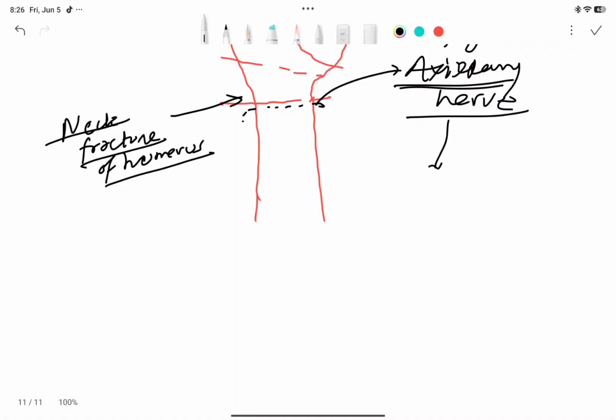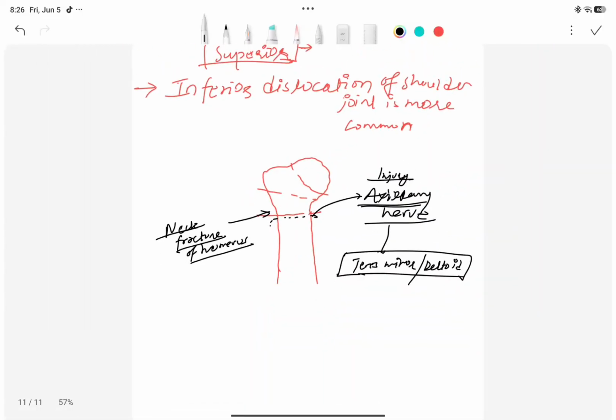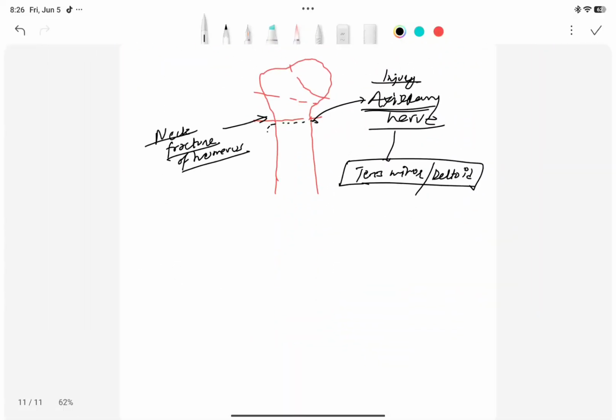The axillary nerve supplies the teres minor and one more muscle, the deltoid. So there is a deltoid palsy, the deltoid muscle is paralyzed. This is also a clinical applied aspect.